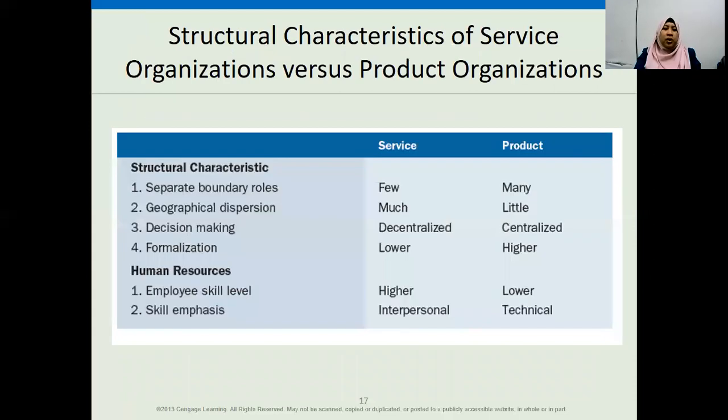All right, and then we do have the structural characteristics and human resource. We do have service and product. As you can see from here, we have separate boundary roles, geographical distinction, decision making. You have to remember at least this table. And formalization, we have lower and higher, decentralized, centralized, much, little, few, many. And human resource, employee skill level, we have higher, lower, skill emphasis, interpersonal and technical.